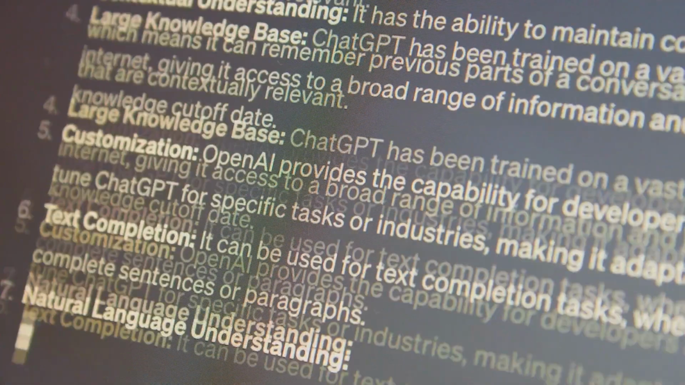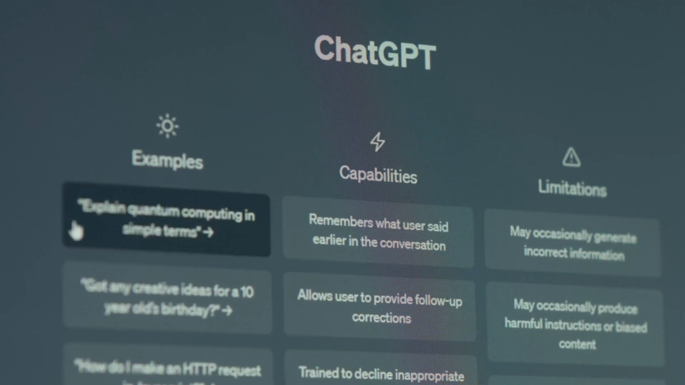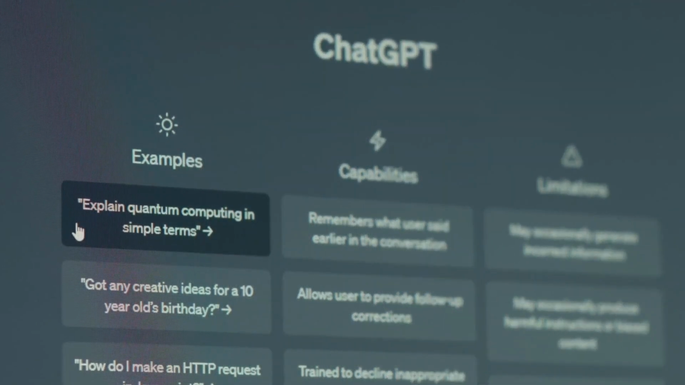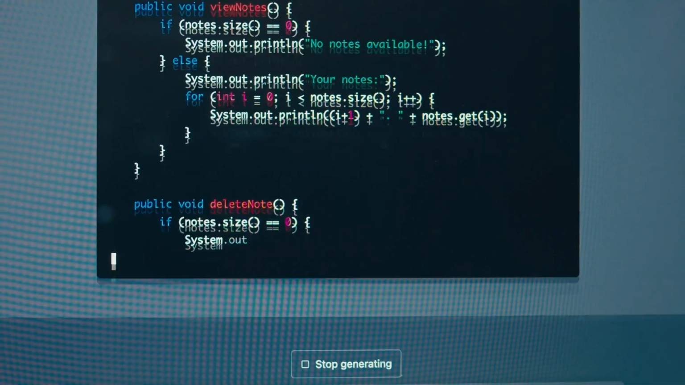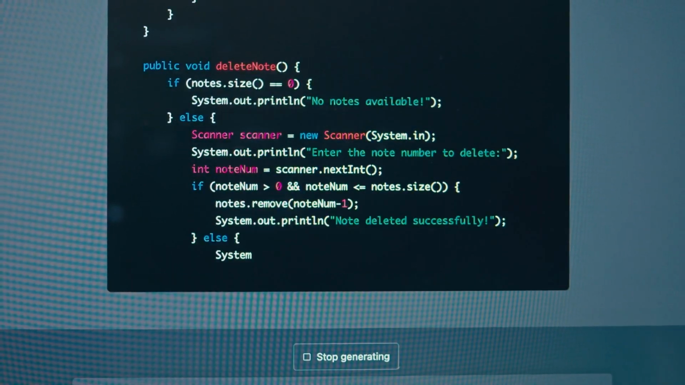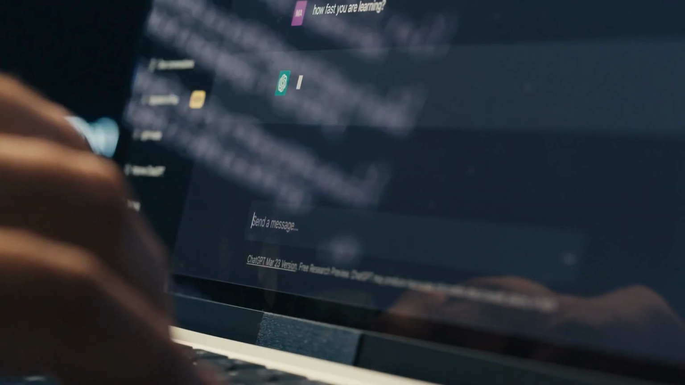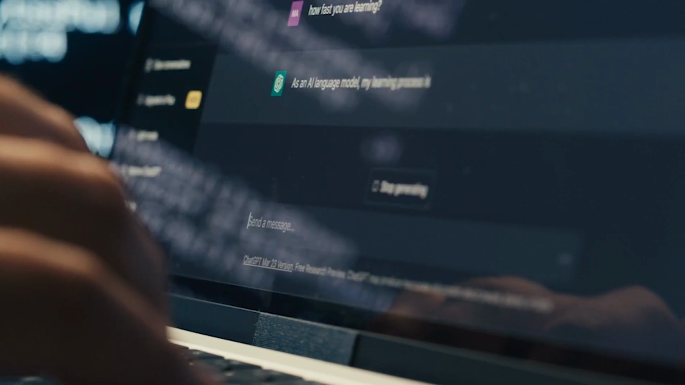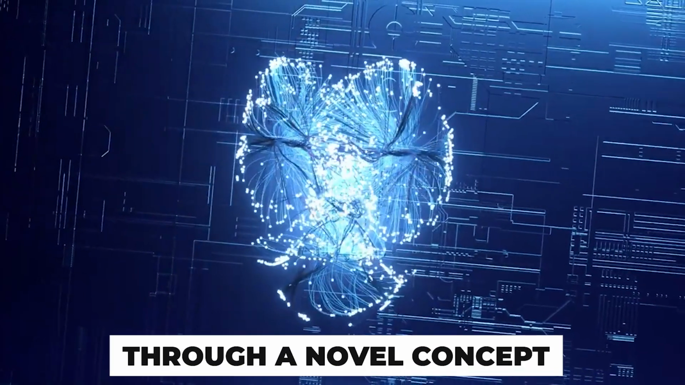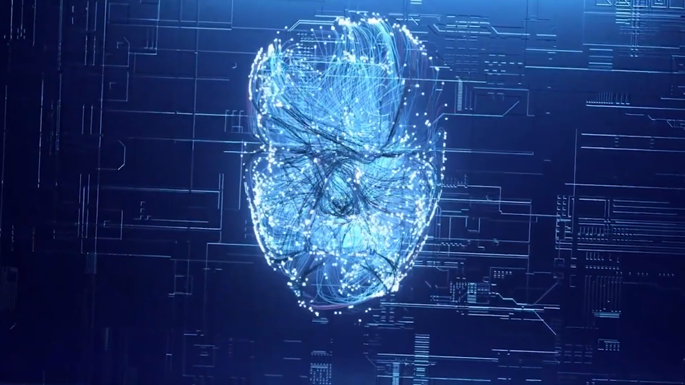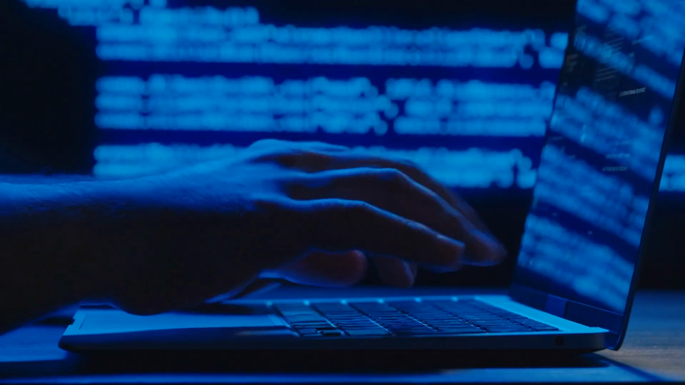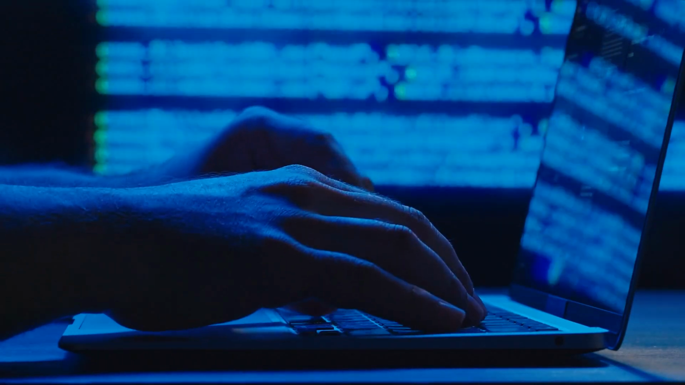ChatGPT's limitation. For example, if you ask ChatGPT to devise a new theory of physics, or develop an entirely new programming language, it would be unable to create these ideas from scratch. It might provide general information or try to generate something plausible, but it cannot think through a novel concept the way a human or true AGI might. No adaptability beyond training data.